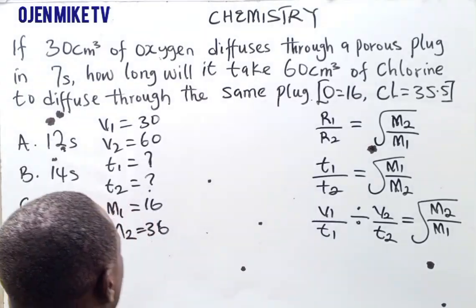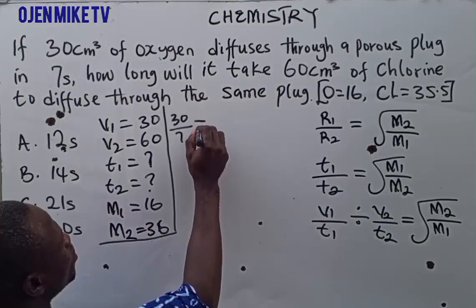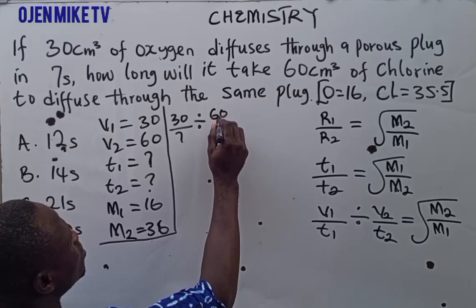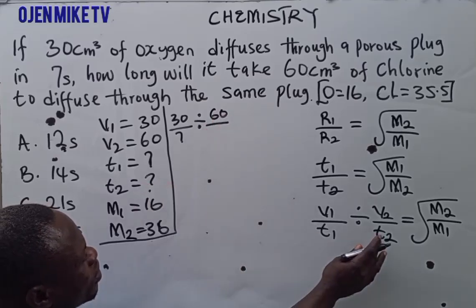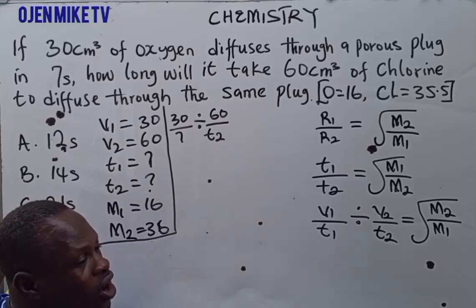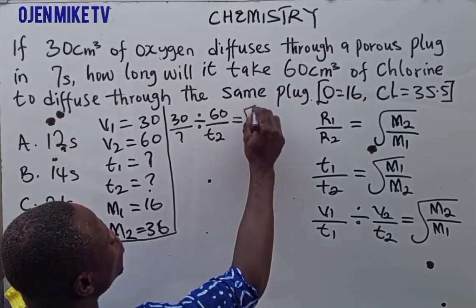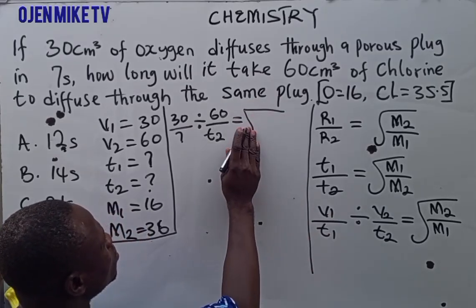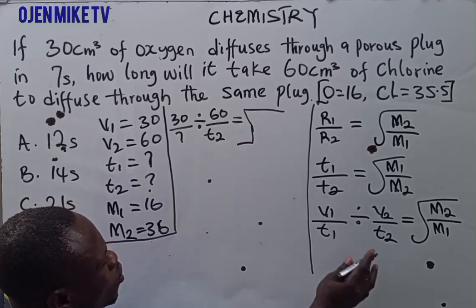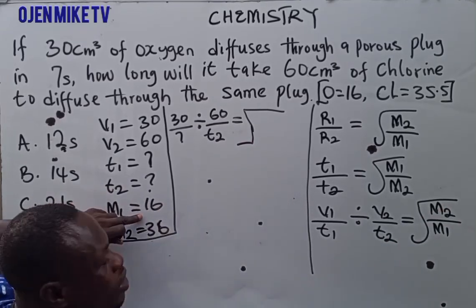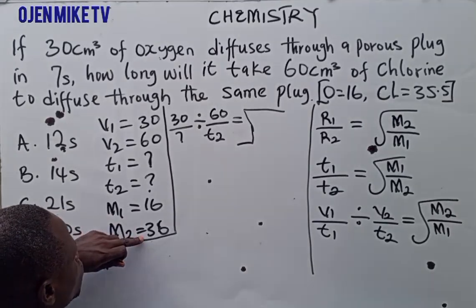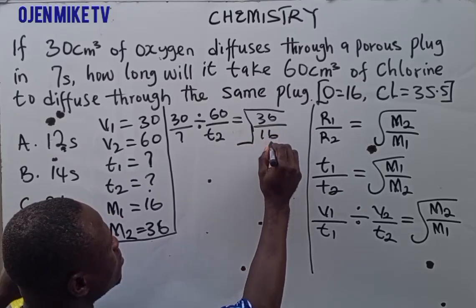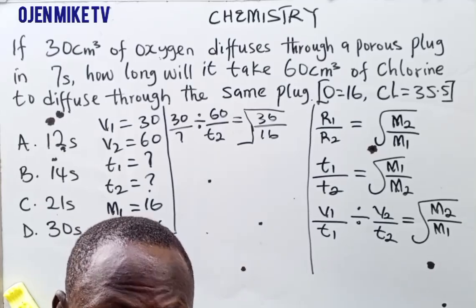So for V1, you divide it by your V2. V2 is 60. Divide by your T2, which is not given. It's equal to the square root of M2 over M1. M2 is 36, over M1, which is 16. I hope you are following.